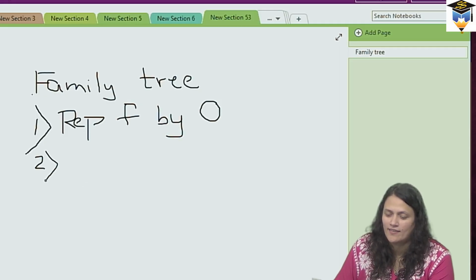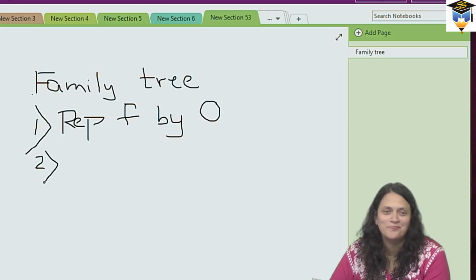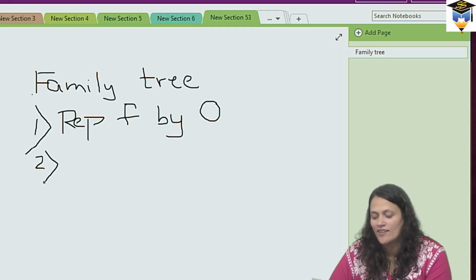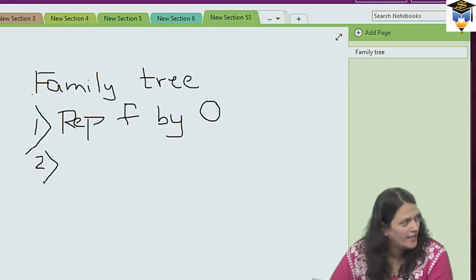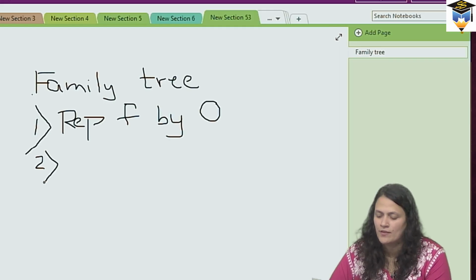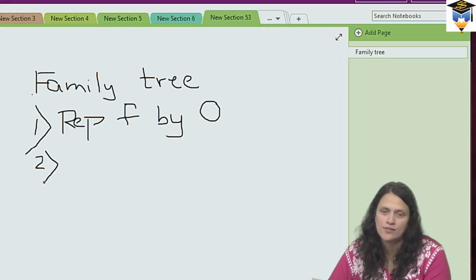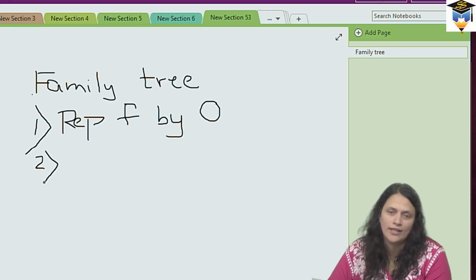Second, use a horizontal line to connect spouses, and a vertical line. I'll repeat rule number 2. Use a horizontal line to connect spouses and a vertical line to show parent-child relationship.